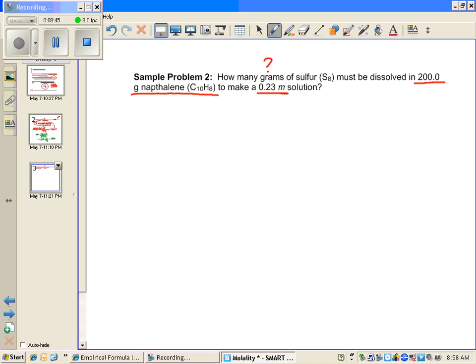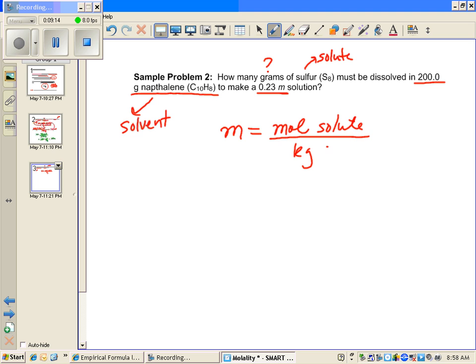Right? Everybody understand? So what I'm going to do here, again, let's think about it. So sulfur is my solute. Does everybody agree with that? Because it's the one that gets dissolved. So this is my solute. And my naphthalene is my solvent. All right? So again, the formula, molality equals moles of solute over kilograms of solvent.